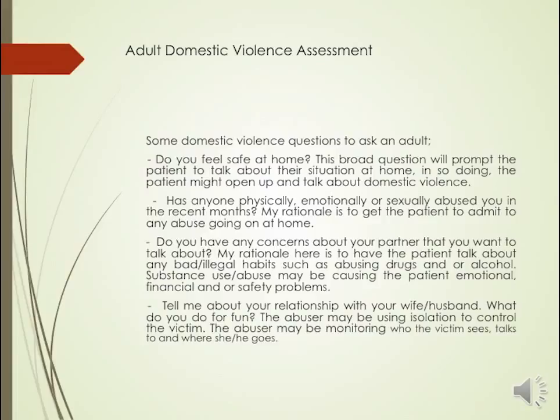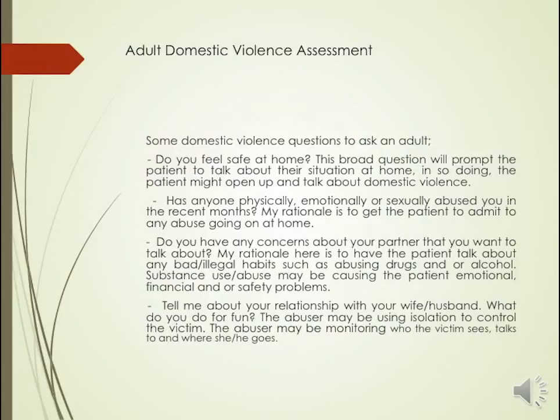Adult domestic violence assessment. Some domestic violence questions to ask an adult. Ask them, do you feel safe at home? This broad question will prompt the patient to talk about their situation at home. In so doing, the patient might open up and talk about domestic violence. Another question that could be asked: has anyone physically, emotionally, or sexually abused you in the recent months? The rationale here is to get the patient to admit to any abuse going on at home.